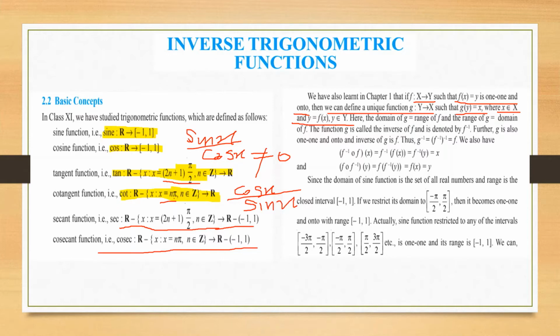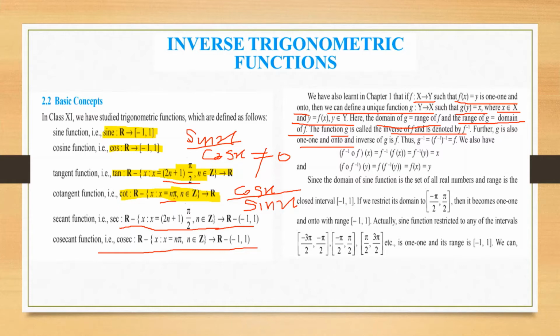If a function f is mapping from X to Y, and it is both one-one and onto, then a unique inverse exists and is given by g mapping from Y to X, where x is an element of X and y is an element of Y. Hence, the domain of g equals the range of f and the range of g equals the domain of f. Then the function g is called the inverse of f and is denoted by f inverse. Further, g is also one-one and onto.